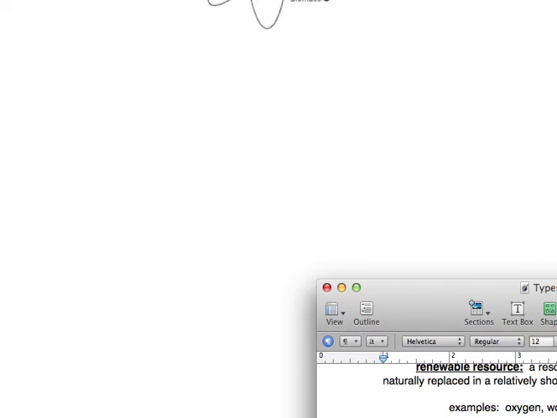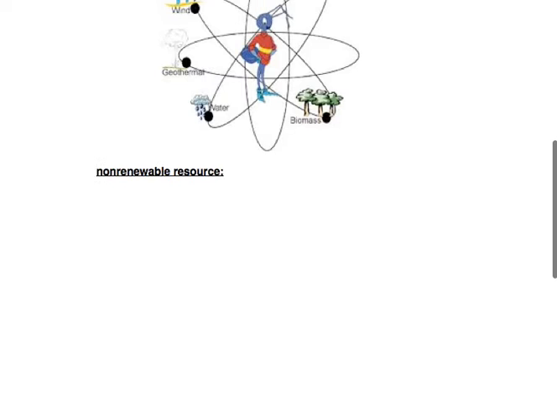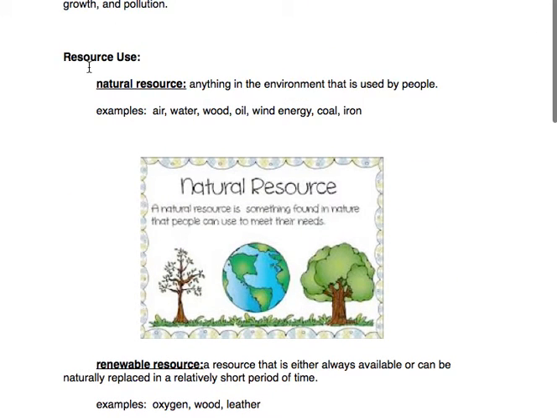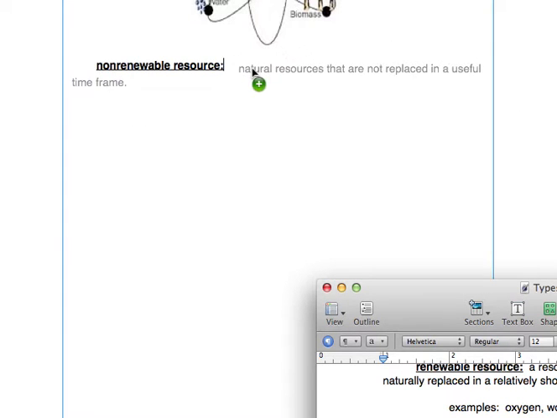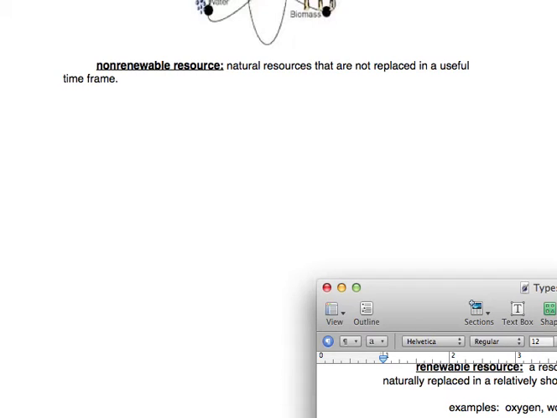So we have renewable resources, again, those things that are always available or can be naturally replaced in a relatively short period of time, but there are also non-renewable resources. Again, this is under the heading of resource use. I've tabbed down, and we're going to define what a non-renewable resource is. Non-renewable resources are natural resources that are not replaced in a useful amount of time. So it doesn't mean that they could never be replaced, but it just takes too long for them to be replaced, so it's not really useful to us. Natural resources that are not replaced in a useful time frame are known as non-renewable resources.